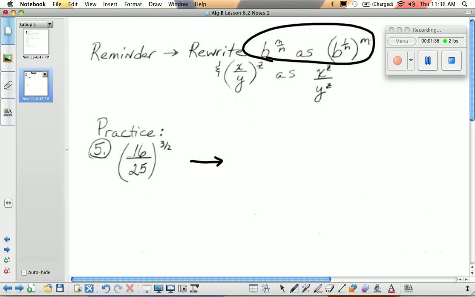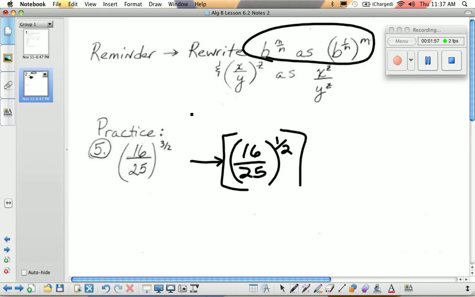So we're going to take our 16 over 25, and that is going to be taken to the what power? 1/2 power. And now that whole thing, we've got to put a different kind of grouping symbol. Now we're going to use these braces like this. It's like another set of parentheses. We're going to now take that whole thing to the what power? To the 3rd power.